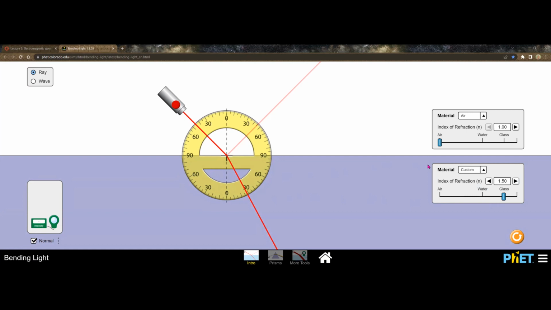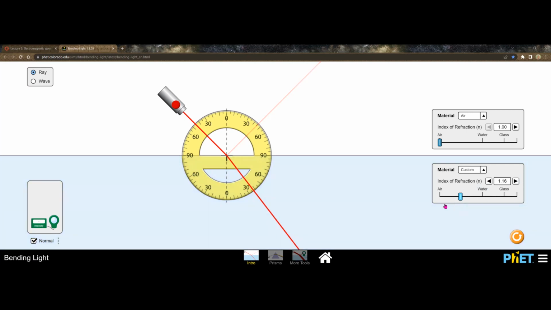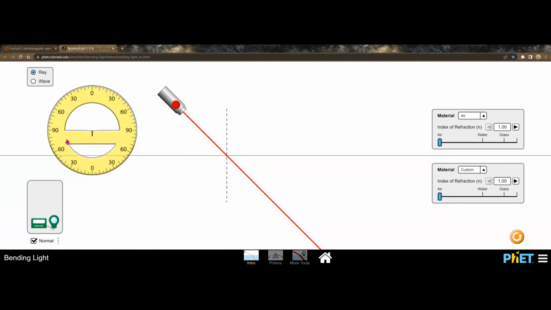Now, let's do it the other way. Here's where they're the same. I'm going to move this over here for the moment. Now I'm going to go from a higher index to a lower index. So look what happens. Look at the ray in the second or the fourth quadrant. See how the ray is moving away from the normal? This guy's moving away from the normal.